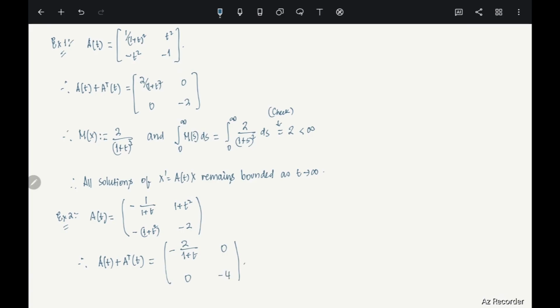Now we have to calculate what is m of t. Out of these two, it is very clear that minus 2 by 1 plus t is the maximum, given by this, m of t. If you are not convinced, check. This is trivial; of course you can see that.